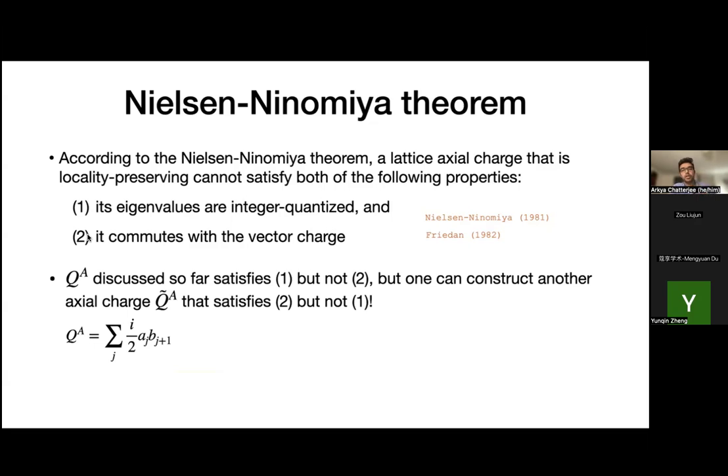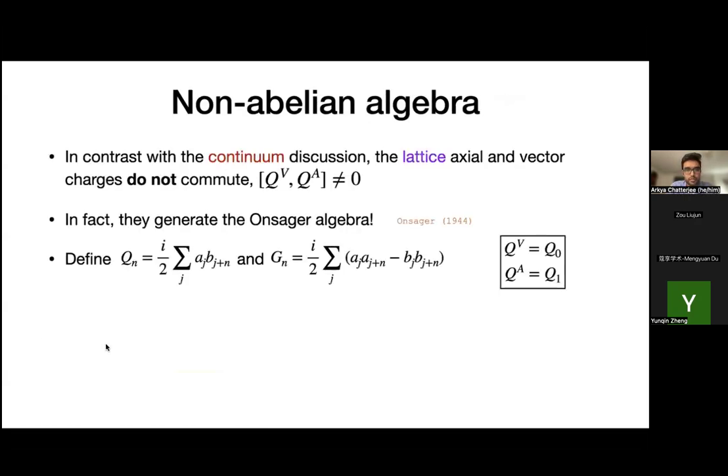But it turns out that one can construct a different axial charge, which I'll call Q tilde A, that satisfies two but not one. And this goes back to the work of Banks et al. in 1976. It's closely related to the QA, and in particular, if you remember the definitions of Q_n, then Q tilde A is just Q1 plus Q minus 1 times 1/2.